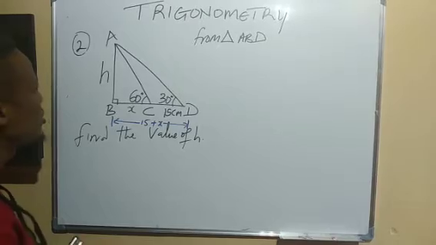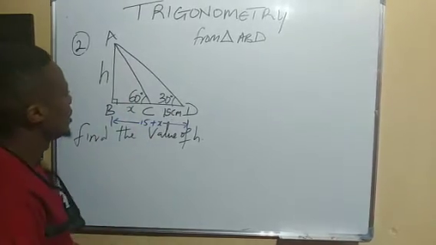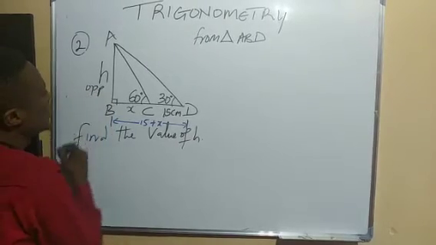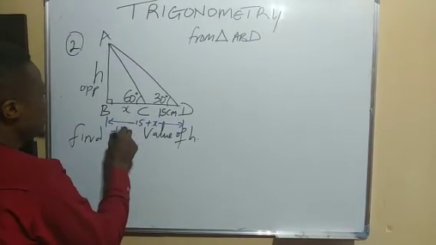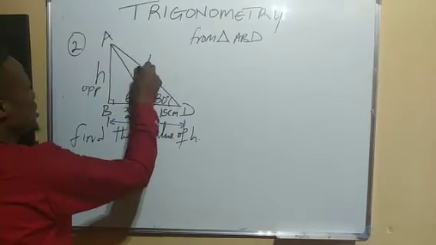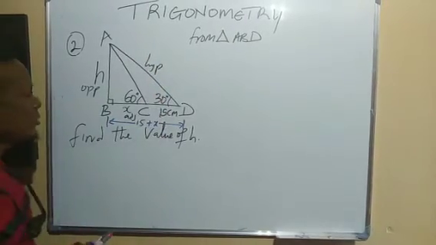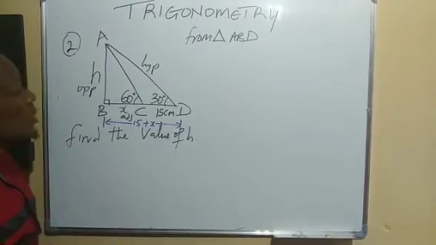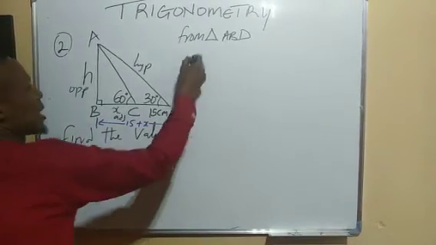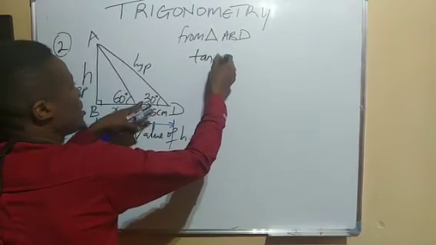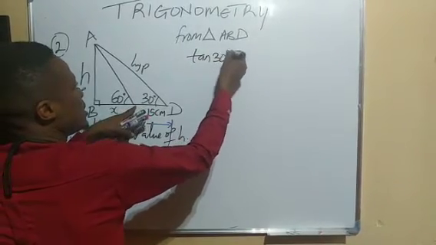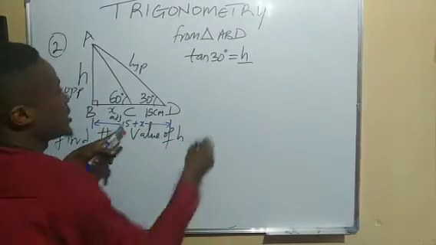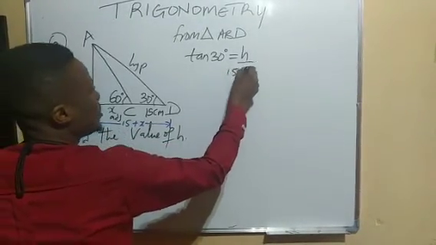So if you are considering triangle ABD, the bigger triangle, the angle here is here, so here is the opposite, okay? Then down here is the adjacent, then here is the hypotenuse. But nothing is written on the hypotenuse, so we are working with opposite over adjacent, which is tan. So I can write that tan, remember considering the bigger triangle, 30 degrees is opposite h over adjacent, which is 15 plus x.